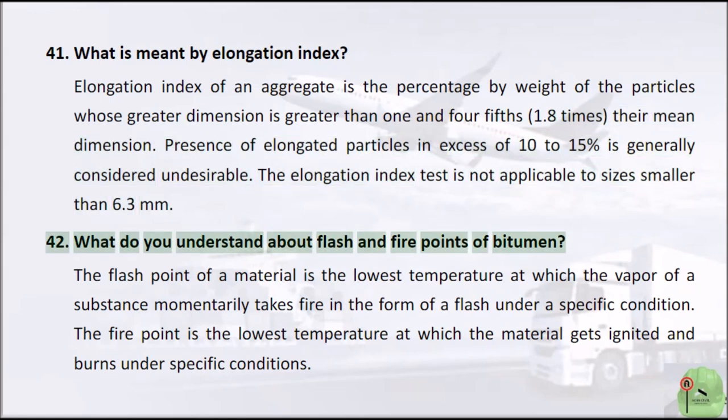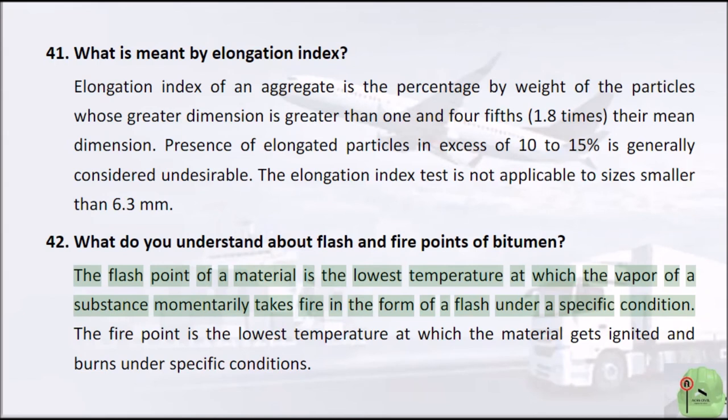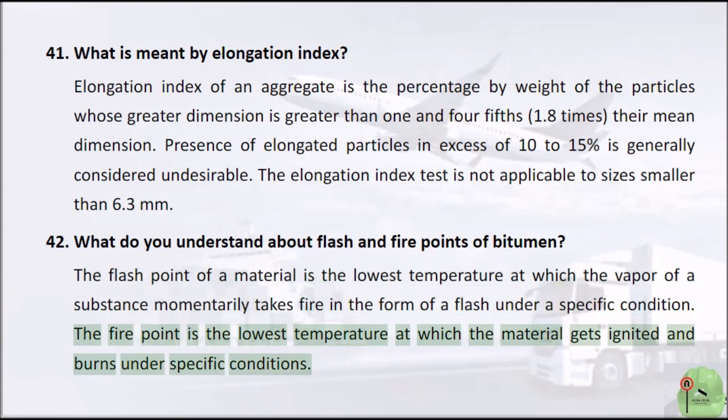What do you understand about flash and fire points of bitumen? The flash point of a material is the lowest temperature at which the vapor of a substance momentarily takes fire in the form of a flash under a specific condition. The fire point is the lowest temperature at which the material gets ignited and burns under specific conditions.